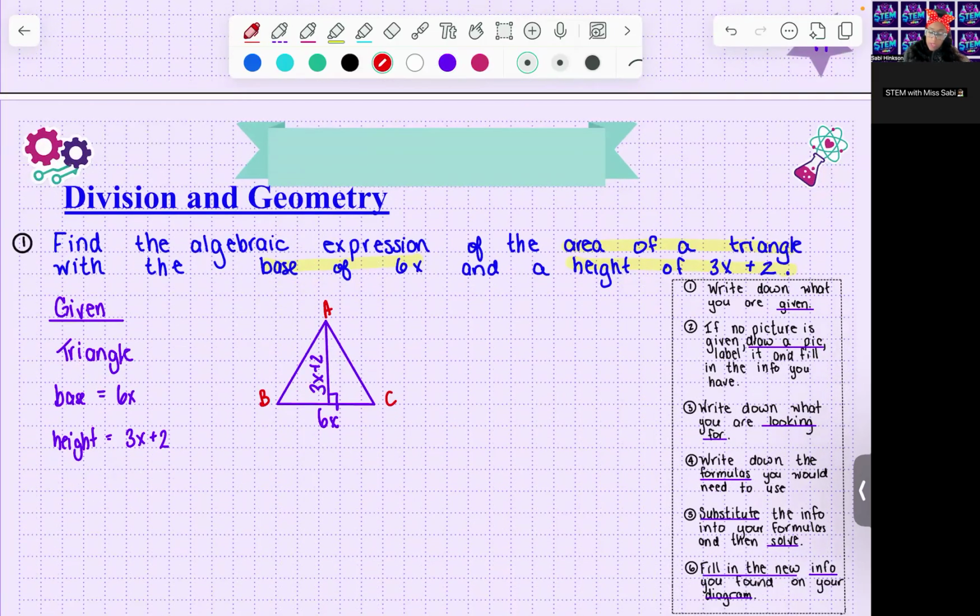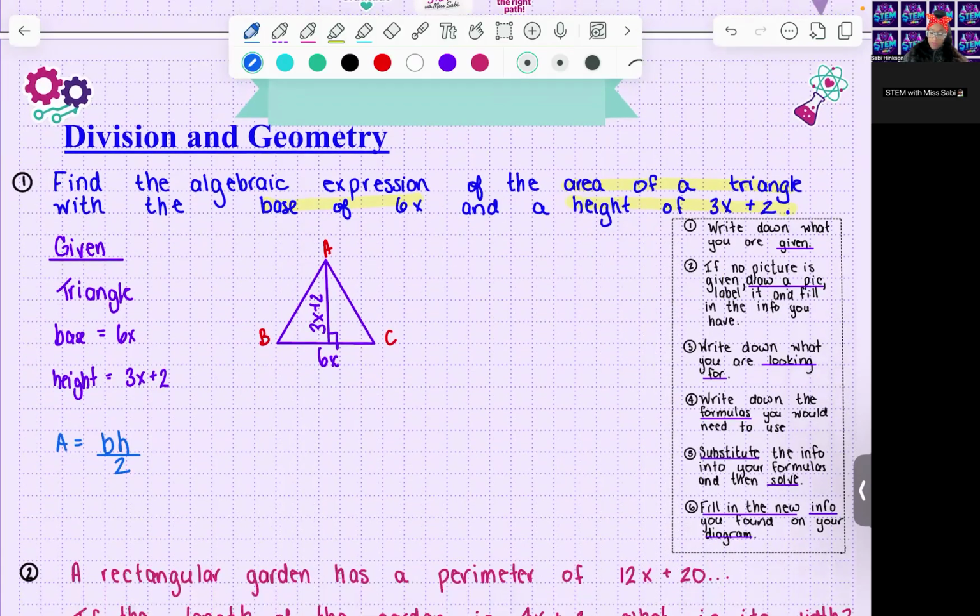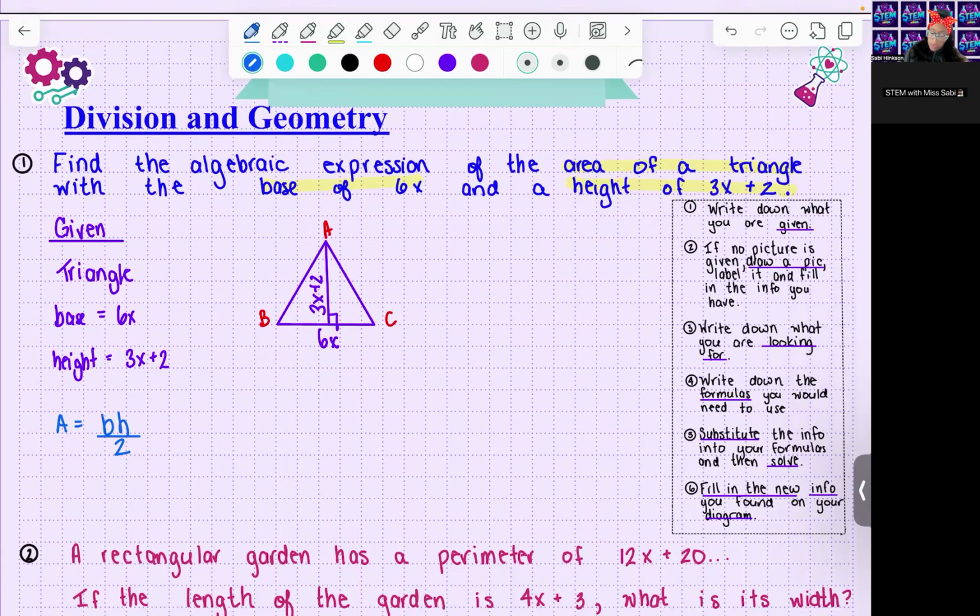All right, so we are looking for the area. It says that the area of a triangle is base times height divided by 2. So let's go ahead and solve. Let's go on the other side. I'll write solution. I'm looking for the area. Area is equal to base times height divided by 2. I will substitute and solve.